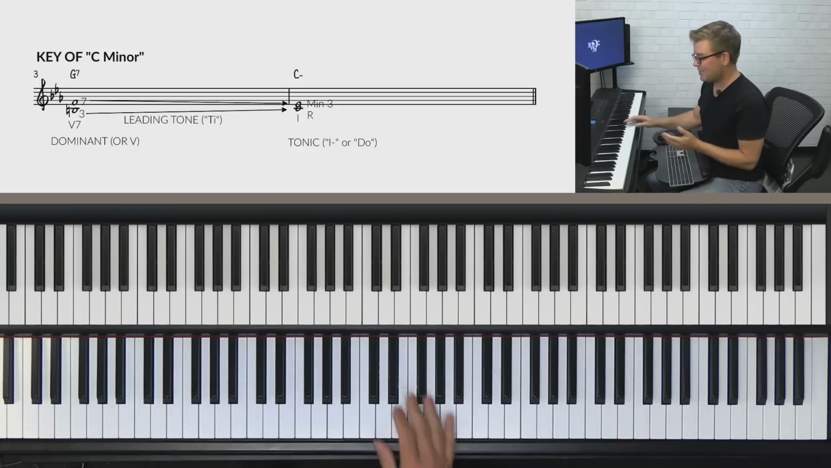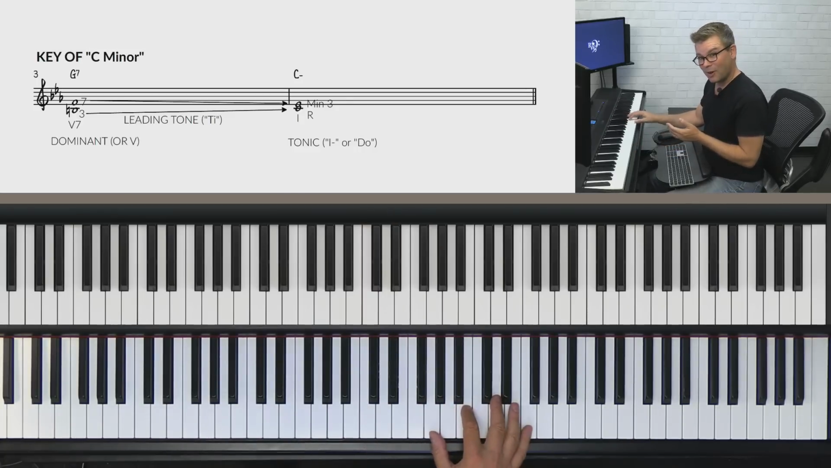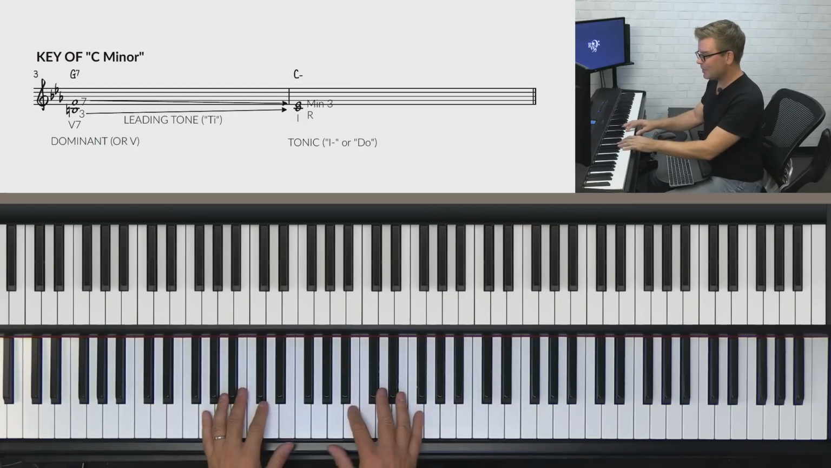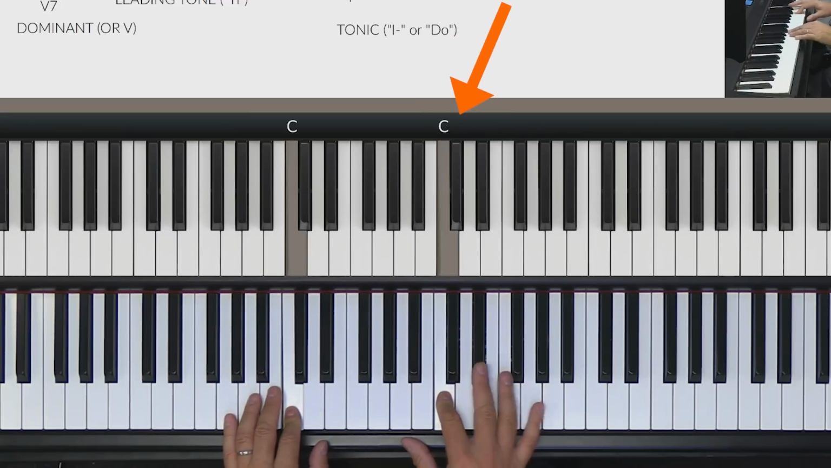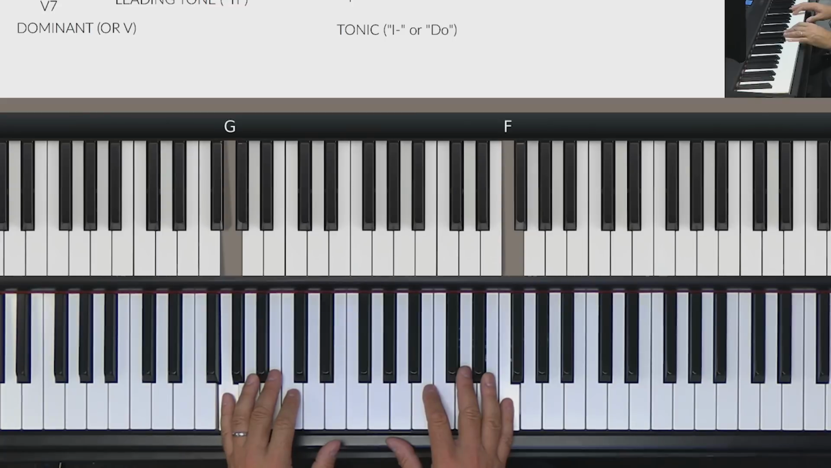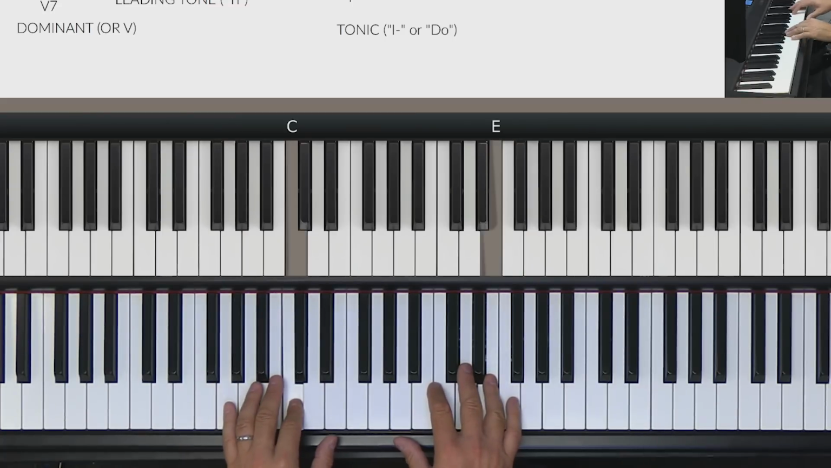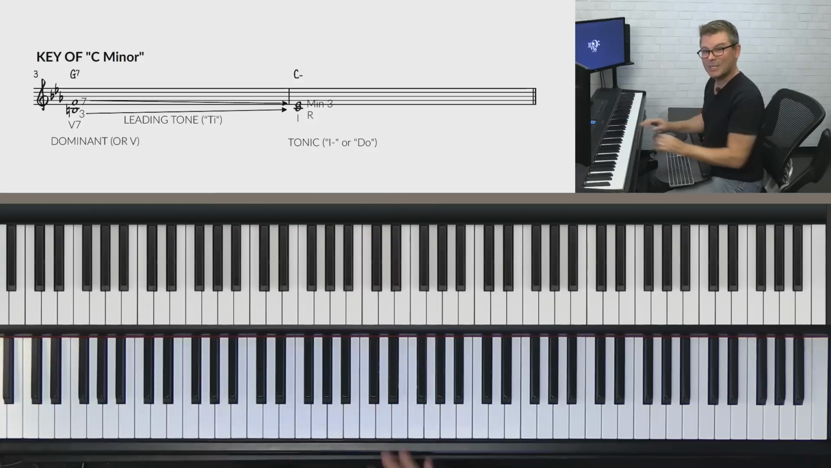Now let's take the key of C minor. Notice how the V chord in C minor is also a G7, so that doesn't change. We still have the leading tone, which is the 3rd of G7, resolving to the tonic of C minor. But now notice how the 7th of G7 resolves, instead of to the major 3rd like we did in C major, it's resolving to the minor 3rd for C minor.